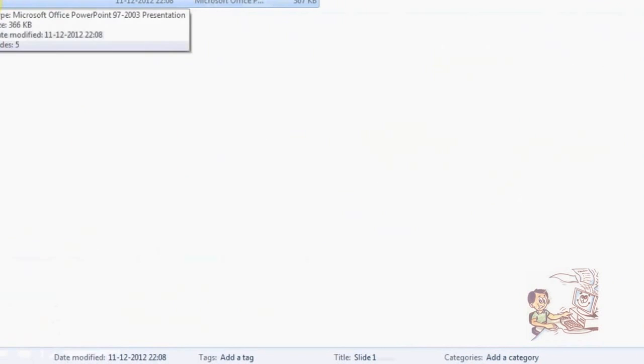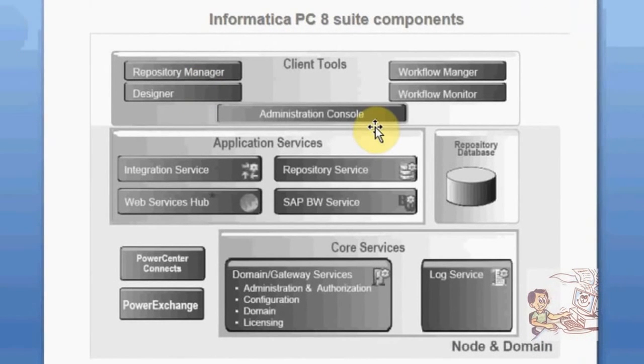The next topic is application services. After installation of Informatica and completion of the core services in the administration part, the first thing is application services. In application services, in real time, first we have to create the repository service, and on top of that the integration service.